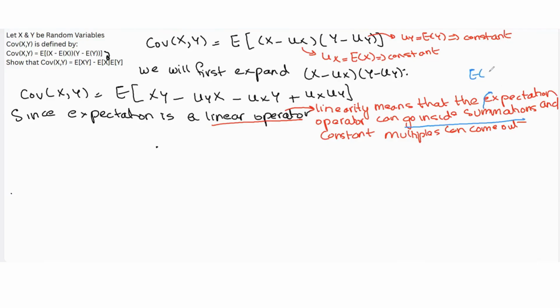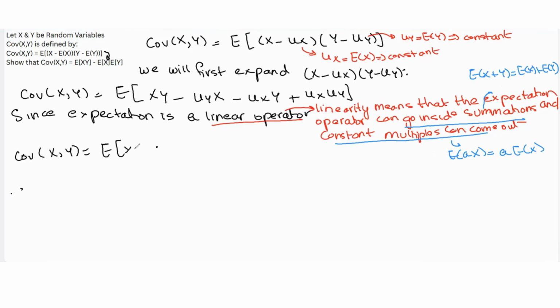Essentially, by this we mean it can go inside summations. That just means if we had expected value of X plus Y, we can write this as expected value of X plus expected value of Y, right? It can go inside summations. Expected value of a sum is just the sum of expectations. Constant multiples can come out essentially means if we had expected value of aX, where a is a constant, we can take it outside of the expectation operator. This is what we mean, right? So let's apply this linearity property here. And we know expectation can go inside summation, so expectation of a sum is the sum of expectations.